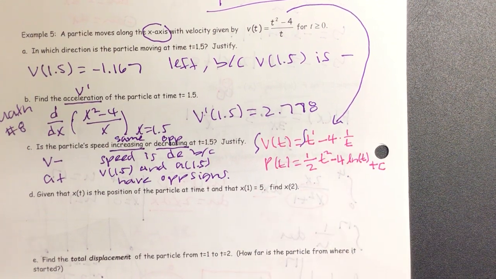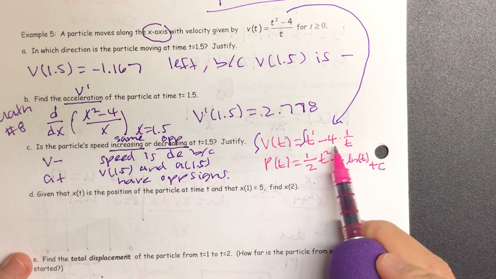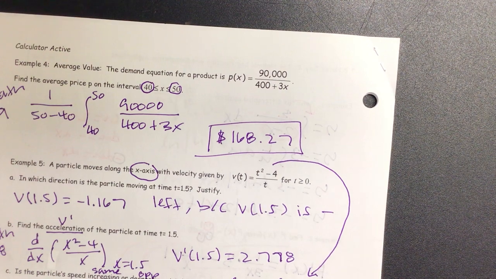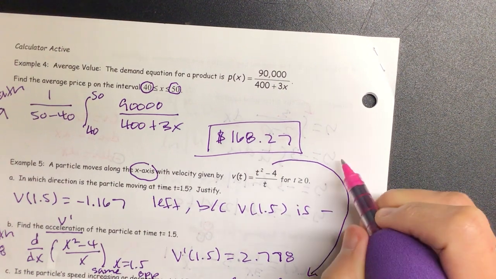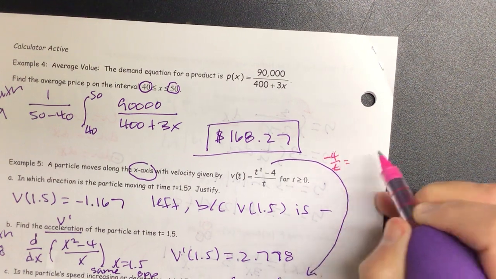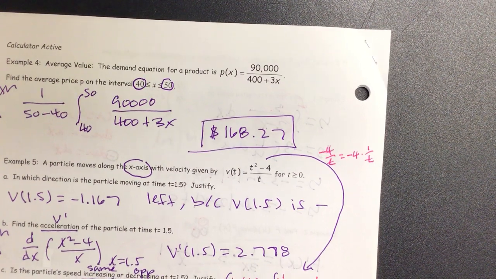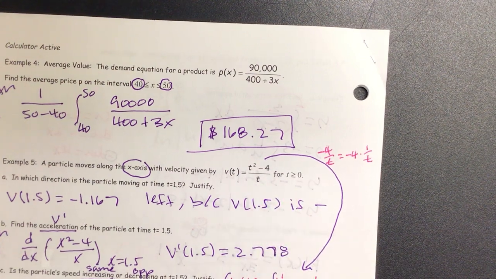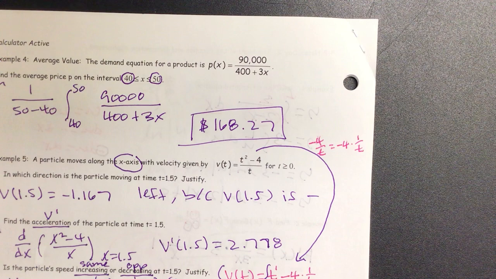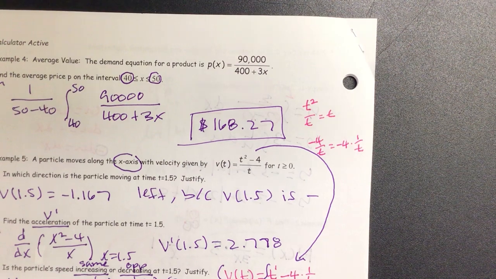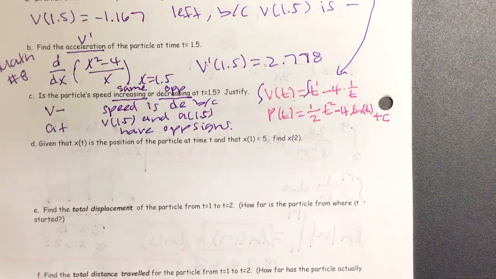How did you get the minus 4 times 1 over t? 4 over t is technically 4 times 1 over t, just rewriting it. If you have negative 4 over t, that's the same thing as pulling out the negative 4 times 1 over t. What happened to the t squared? Oh, t squared over t is just t. We're simplifying. The t's cancel out, so I get 1t. Okay? All right, let's move on.